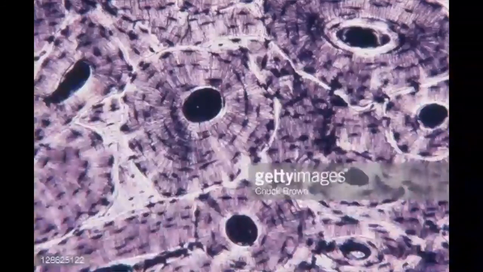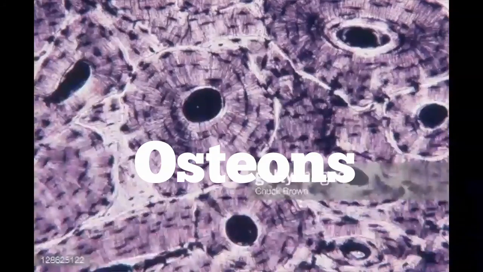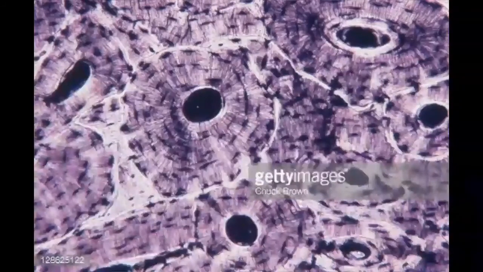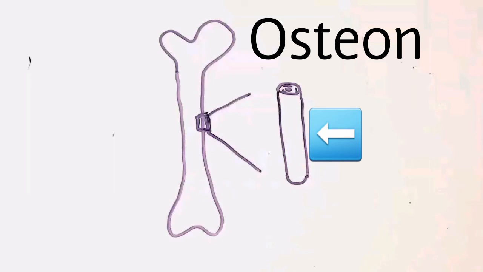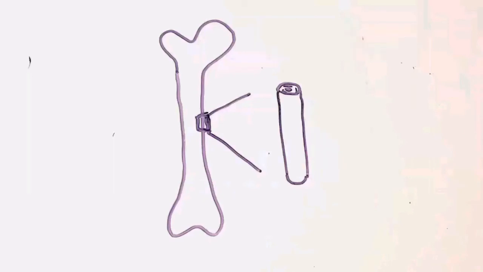This next picture shows compact bone under the microscope, and it gives a very clear view of osteons. Osteons are the functional units of compact bone, and they are very long columns of tissue that run parallel to the longitudinal axis of the bone. I drew this picture to give you a better visual understanding of what I mean by that.